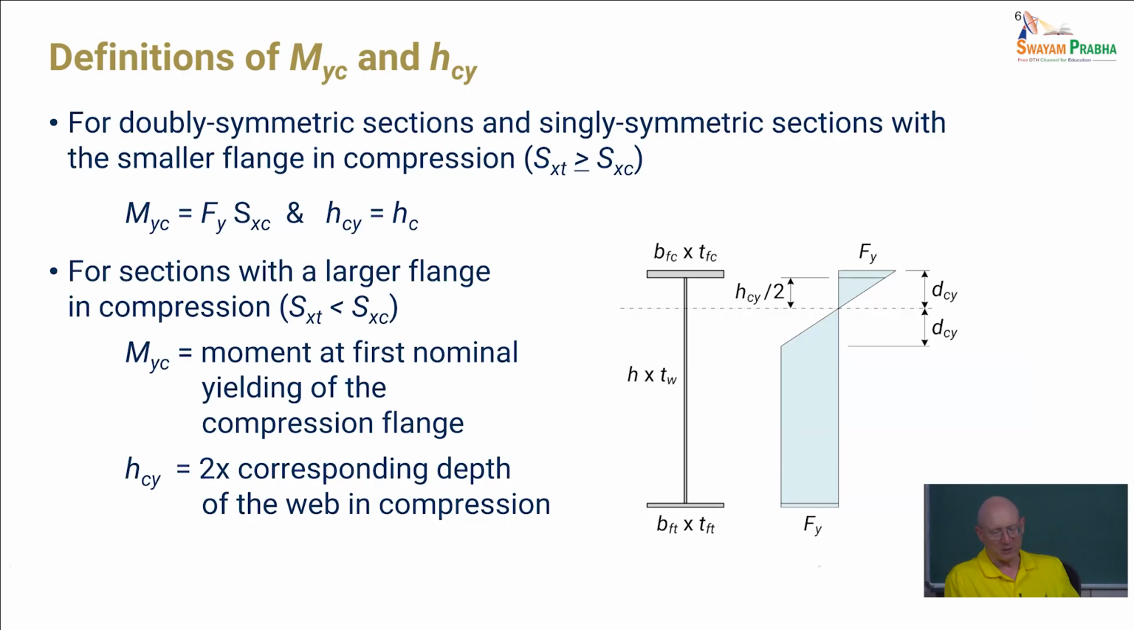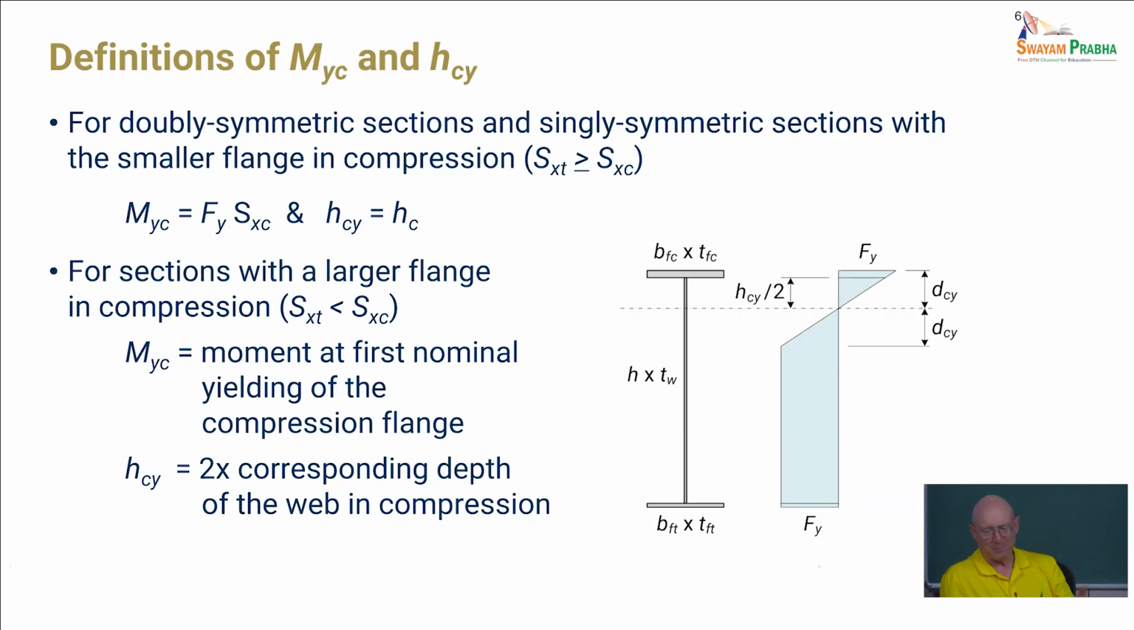For this type of section, we're going to get first yielding at the tension flange, then a spread of yielding up the web as we continue to increase the moment. Once we reach nominal yielding of the compression flange, you're going to have a stress distribution like you see here to the right. HCY over 2 in this case is the depth from the bottom of that compression flange to the neutral axis for this particular stress distribution.